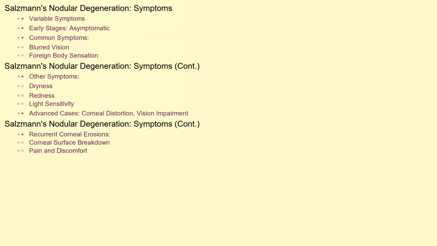The signs and symptoms of Salzmann's nodular degeneration can vary greatly depending on the size, number, and location of the nodules. Some people may experience no symptoms at all, especially in the early stages. Others may notice blurred vision, a feeling of something being in their eye, known as foreign body sensation, dryness, redness, and light sensitivity. In more advanced cases, the nodules can significantly distort the corneal surface, leading to significant vision impairment. Sometimes, patients may experience recurrent corneal erosions, where the surface layer of the cornea breaks down, causing pain and discomfort.